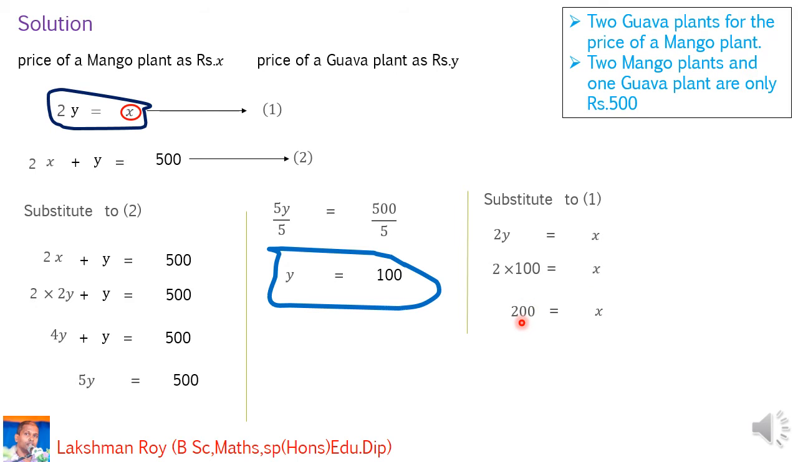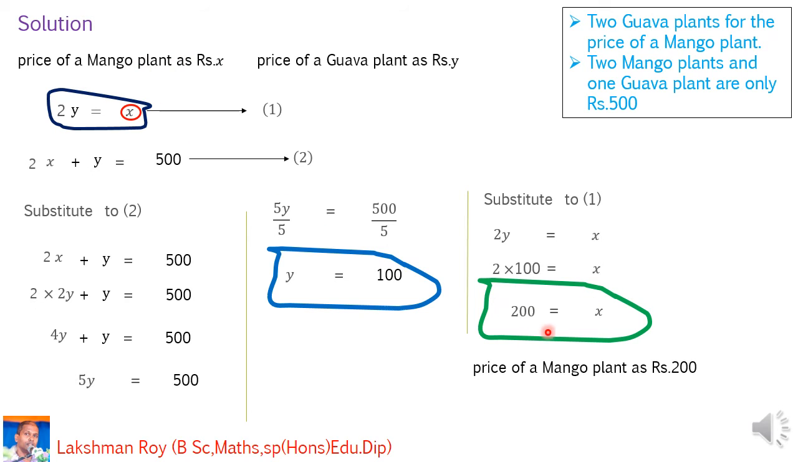So that means we can write the price of a mango plant is 200 rupees. The price of a guava plant is 100 rupees. So that is the solution of the two equations.